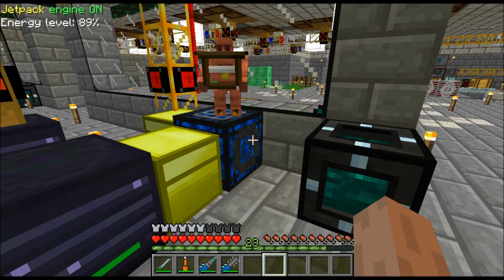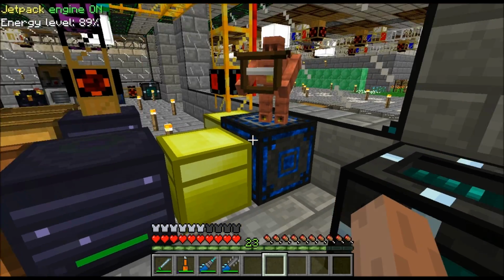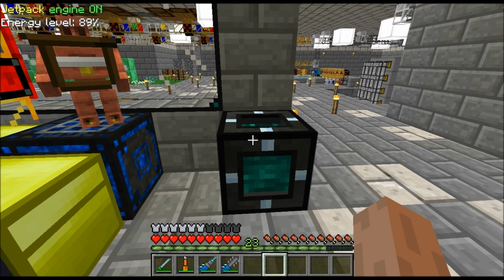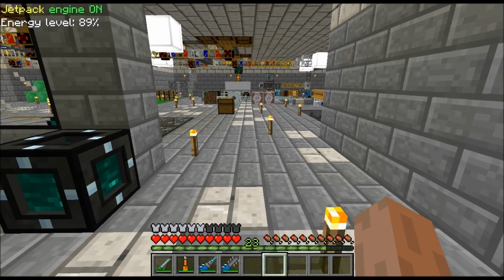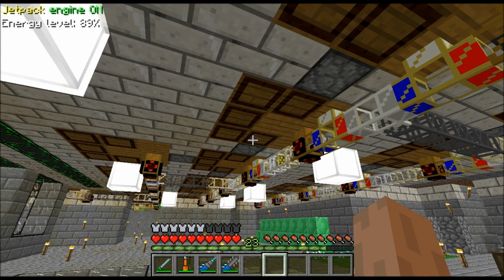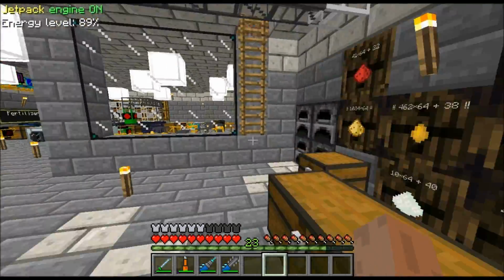And so as he is pulling out the frames, the fabricator pulls from the buffer chest and makes more, and then he drops them into this frame tesseract. And then the frame tesseract is upstairs, and the tesseract ejects into a router, which has a machine upgrade, which I'll run upstairs and show you that really fast.